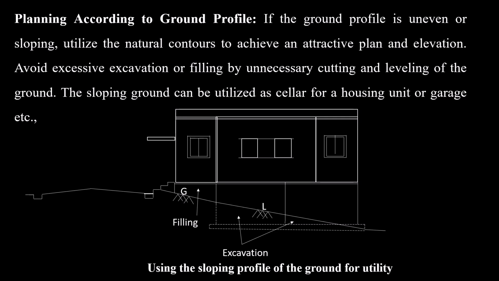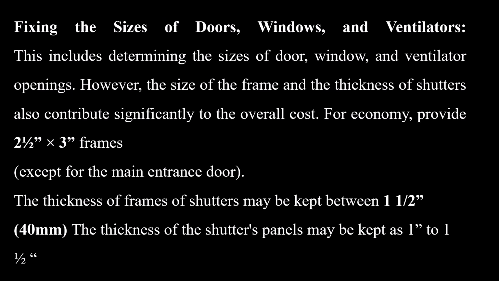filling. Fixing the sizes of doors, windows and ventilators. This includes determining the sizes of door, window and ventilator openings. However, the size of the frame and the thickness of shutters also contribute significantly to the overall cost. For economy, provide 2.5 inch by 3 inch frames, except for the main door. The thickness of frames of shutters may be kept between 1.5 inch, that is 40 mm. The thickness of the shutters panels may be kept as 1 inch to 1.5 inch.